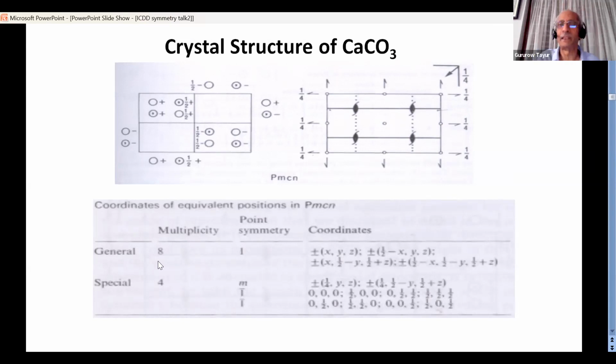Now, oxygen atoms have a choice. They can either occupy the general 8 positions and one of the special positions, giving 4 equivalent positions. So totally it will be 12. So oxygen can sit in general position, or oxygen can sit in 3 different possible special positions. So the Wyckoff symbols A, B, C, and D become very validated here. So the oxygen has a choice between one of the A, B, C and D, so that the total number of oxygens becomes 12.